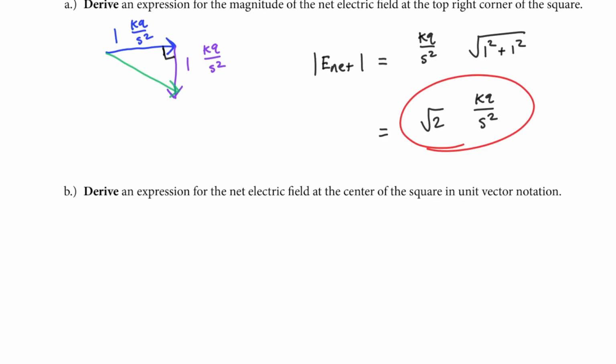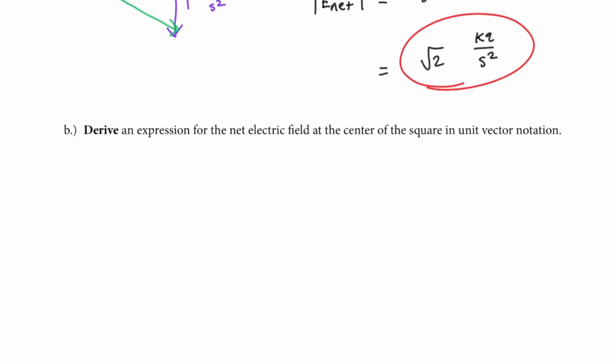All right, now we can derive an expression for the net field at the center of the square in unit vector notation.